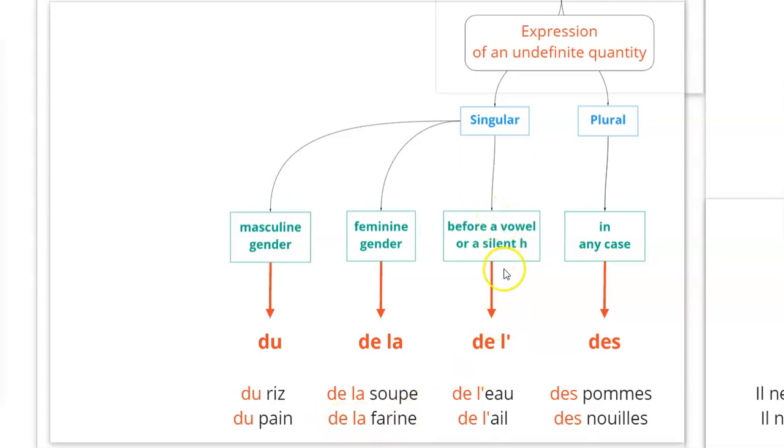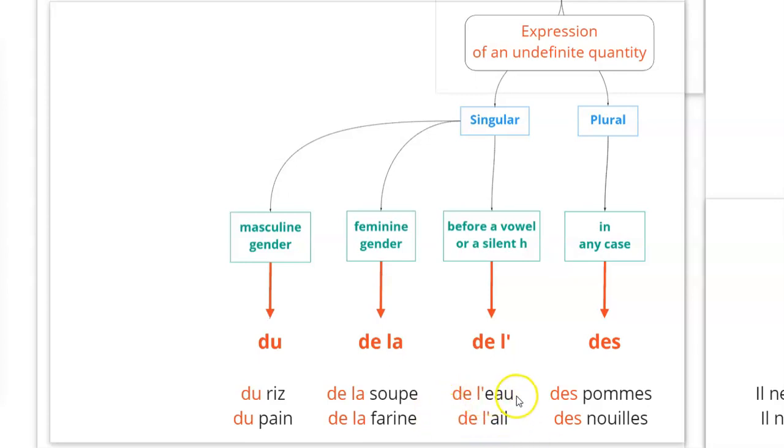But there is another case, as I told you. If the word that is singular is starting with a vowel, whether it is masculine or feminine, you have to use l apostrophe. De l'eau means water, some water, or water. In English, there is no such article as the partitive article in French. In some cases, you will translate by some and in some cases you don't translate it at all. It's like a zero article in English.